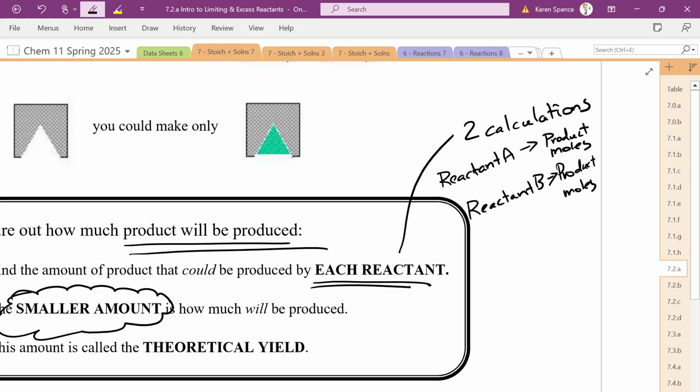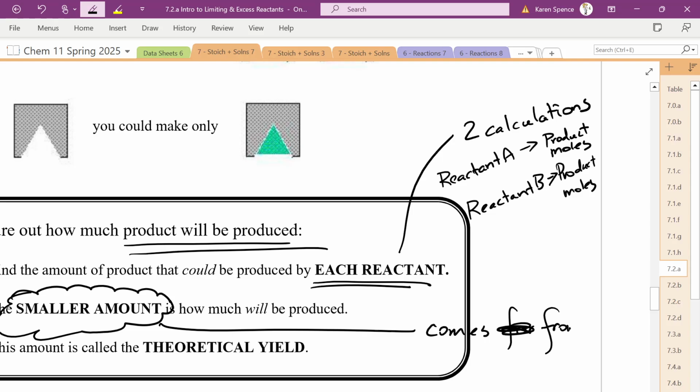Now, this amount that you produce from the limiting reactant, the smaller amount, that smaller amount we actually call the theoretical yield. In theory, if you were to do this experiment and use these chemicals in those amounts, that's how much in theory you should get. Okay? It's called the theoretical yield. This is how much you should get if conditions are ideal.